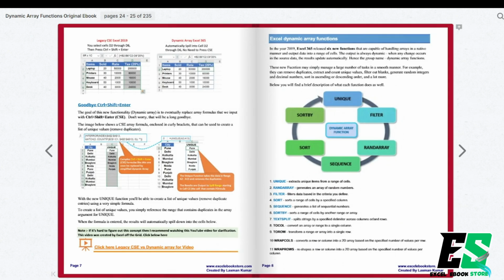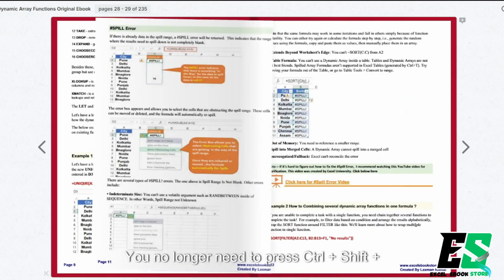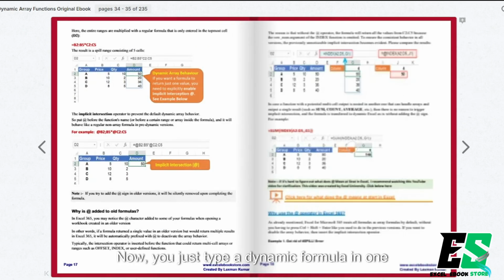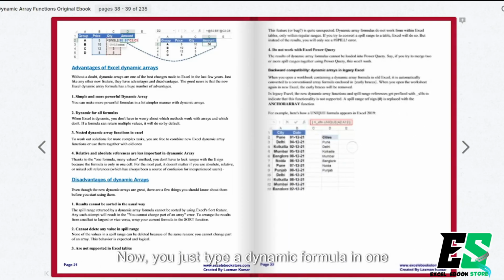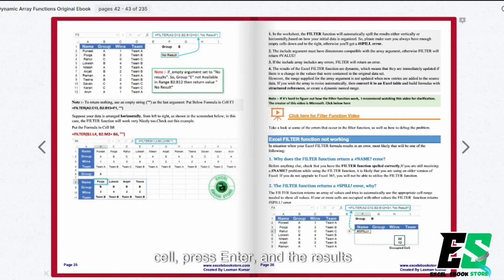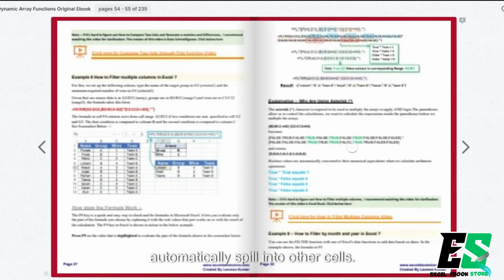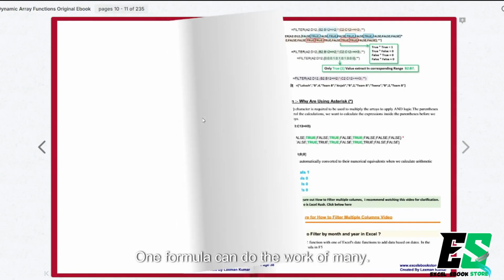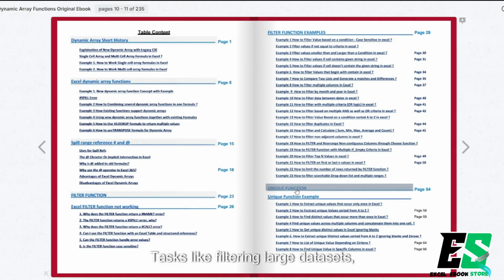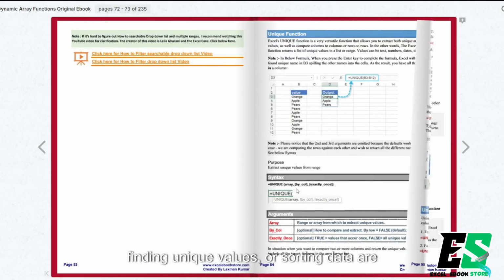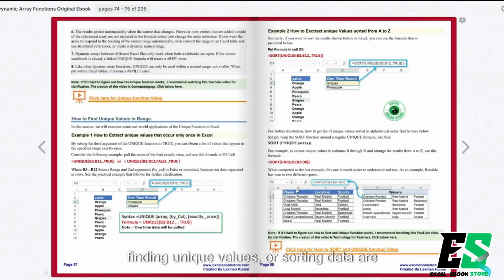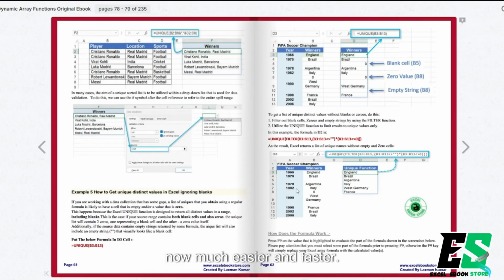The best part? You no longer need to press Ctrl plus Shift plus Enter. Now, you just type a dynamic formula in one cell, press Enter, and the results automatically spill into other cells. One formula can do the work of many. Tasks like filtering large datasets, finding unique values, or sorting data are now much easier and faster.